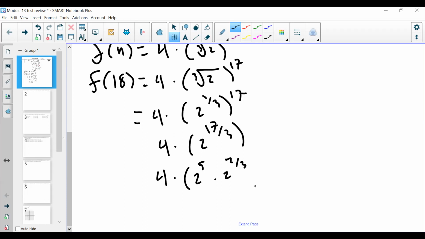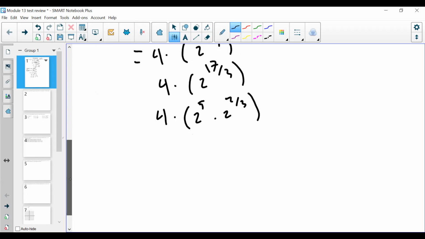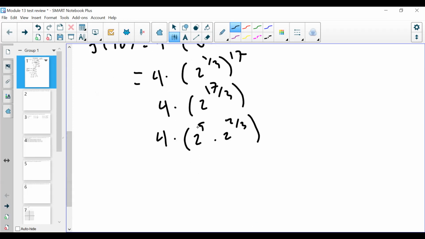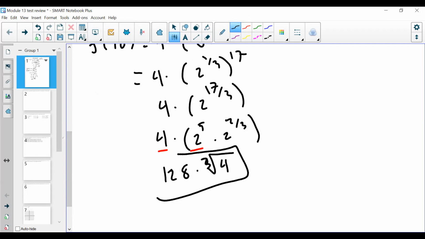So it's 2 to the 5th times 2 to the 2/3. So 2 to the 5th, that's 32. 32 times 4, when I distribute this in. So 32 times 4 is 128. So I have 128 from multiplying the 4 and the 2 to the 5th times 2 to the 2/3. That's the same as the 3rd root of 2 squared, which is 4. So that's your final answer.